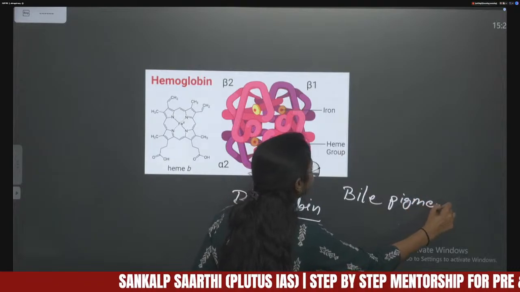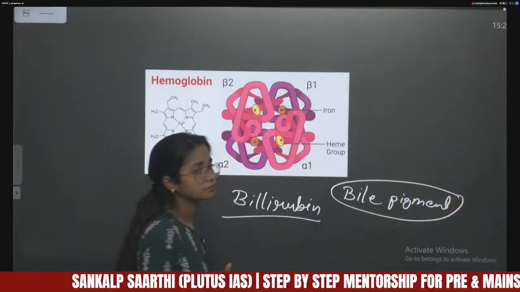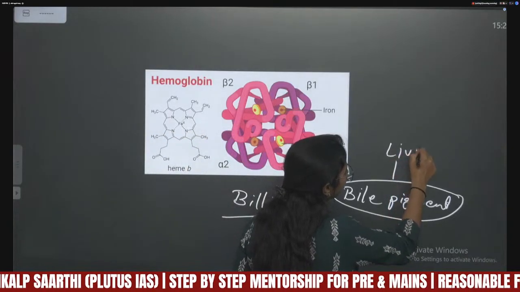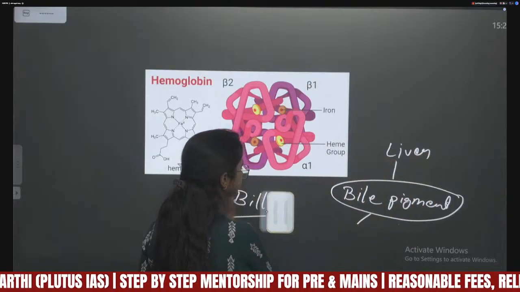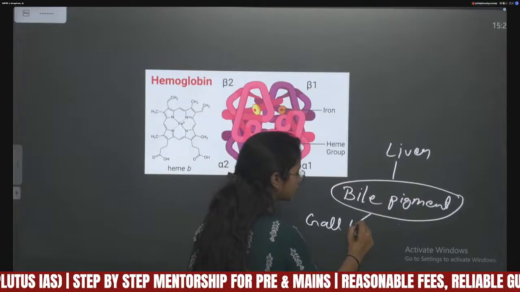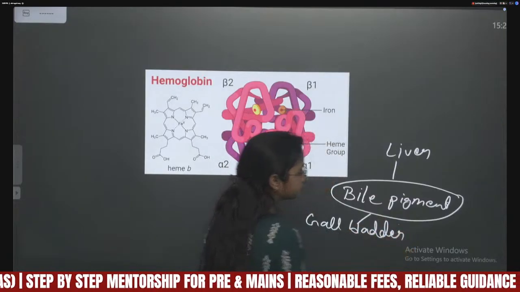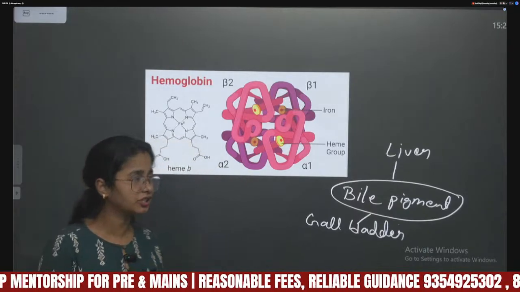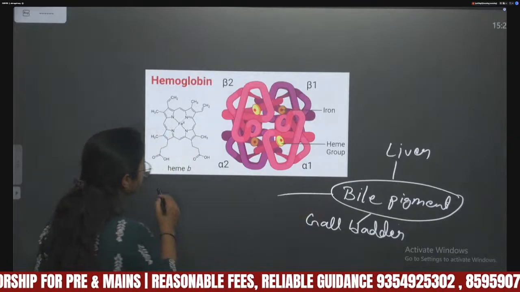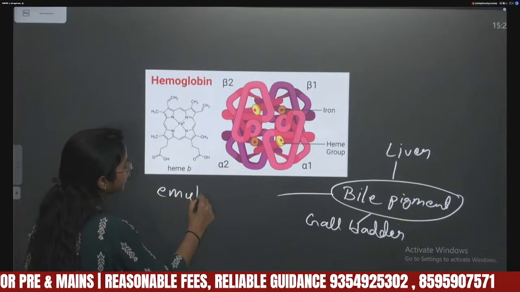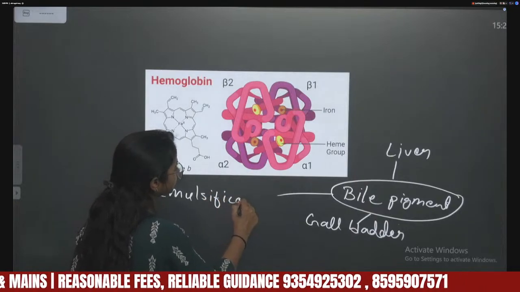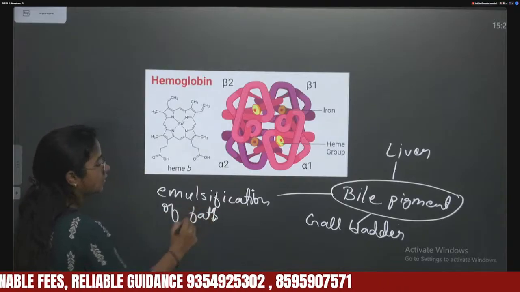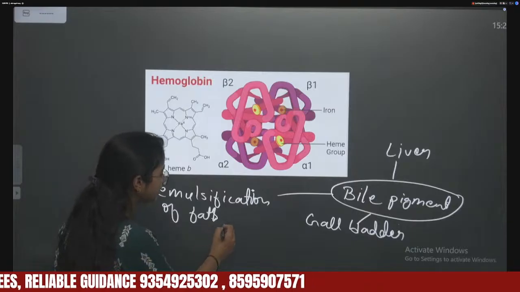So where is the bile pigment? Bile pigment is released from the liver and stored in the gallbladder. अच्छा. What is the function of the bile pigment? Digestion of lipids, right? Actually, not exactly the digestion, but the emulsification of fats. What is the emulsification of fat? It leads to micelle formation.